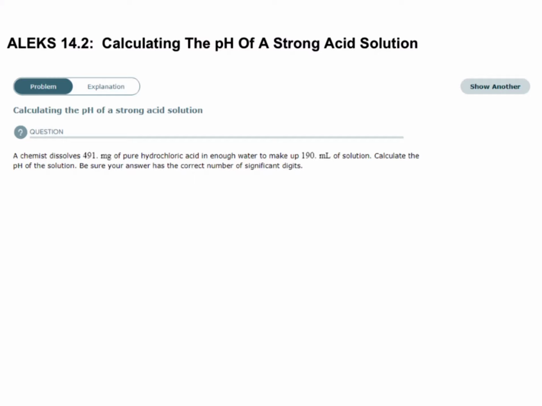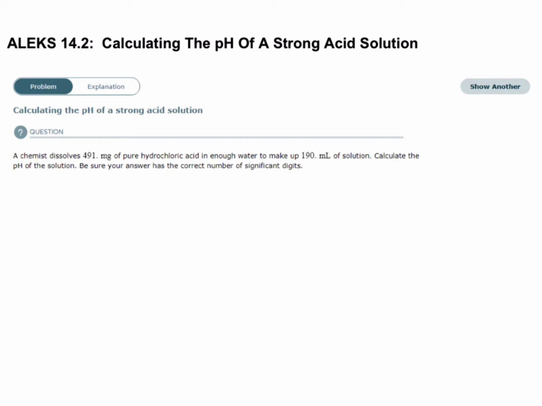We're going to work on an ALEKS problem that deals with calculating the pH of a strong acid solution. In this example, a chemist dissolves 491 milligrams of pure hydrochloric acid in enough water to make up 190 milliliters of solution.